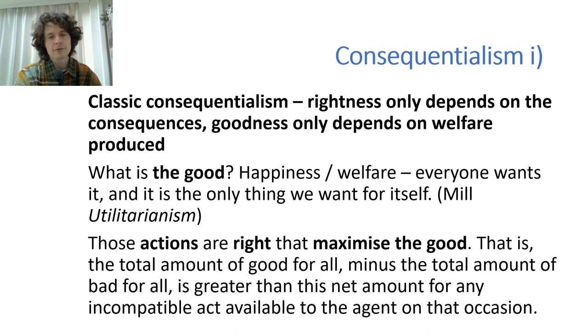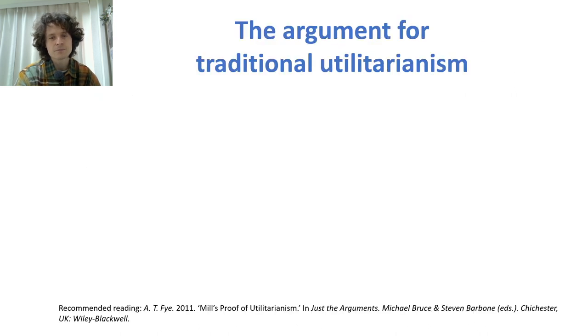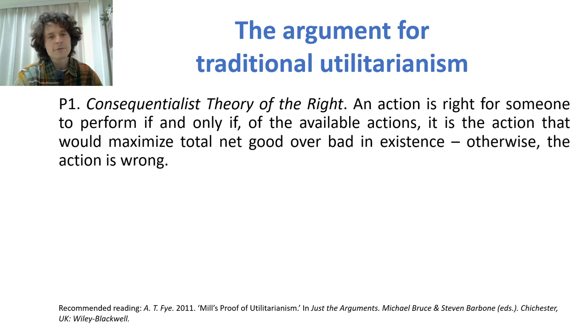These were the definitions: what is good according to consequentialism, what is consequentialism, and which actions are the right actions, the ones that we should do. The argument for this, in its simplest form, of course, you can go much deeper than this. If you read any book on consequentialism, whether it's for or against it, you will probably need more details and go deeper into the arguments, but this is a very good starting point, I think.